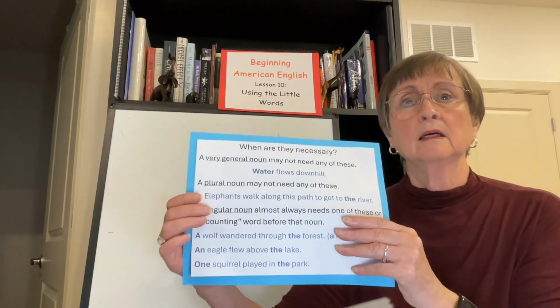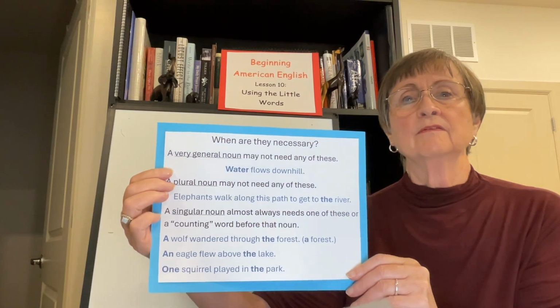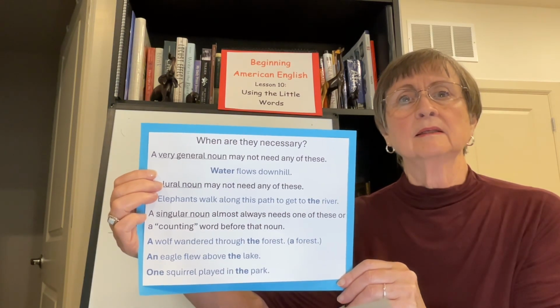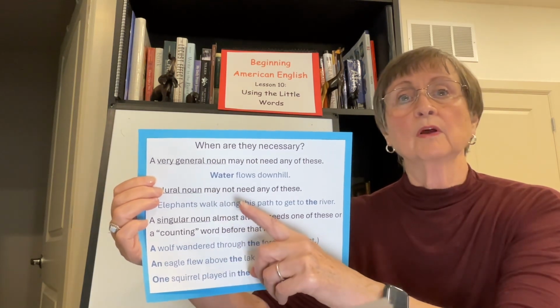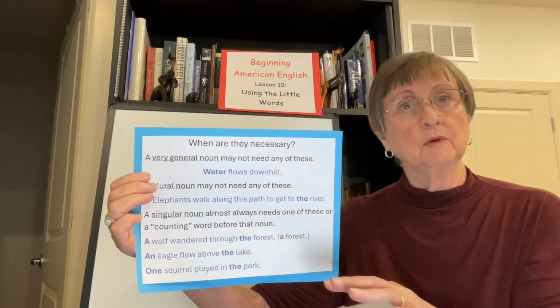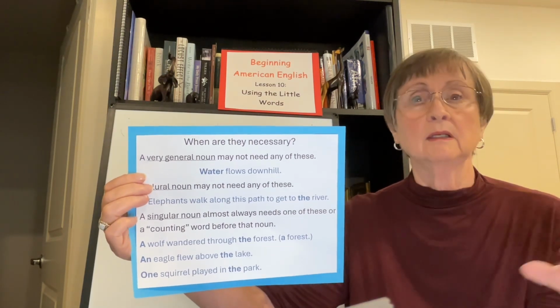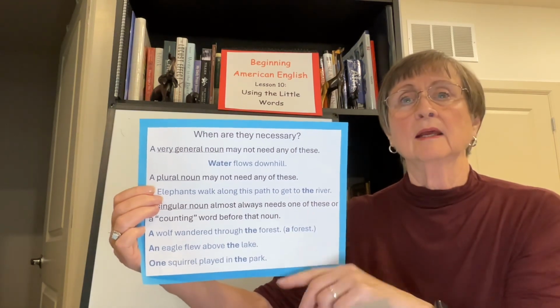When are they necessary? A very general noun may not need any of these. Water flows downhill. I'm referring to all water on the planet. All water flows downhill. So I just say water. I don't need a the or an a or an an.